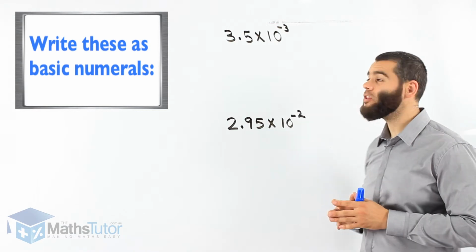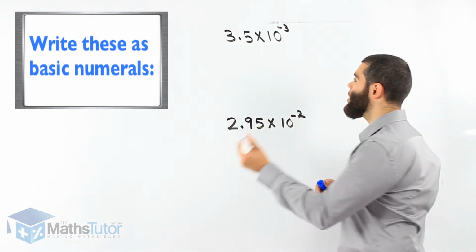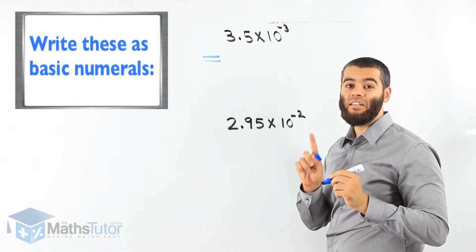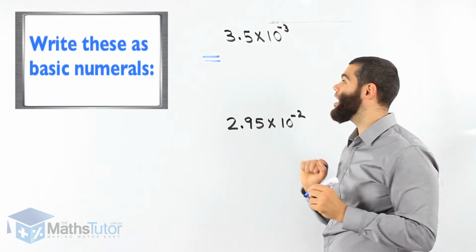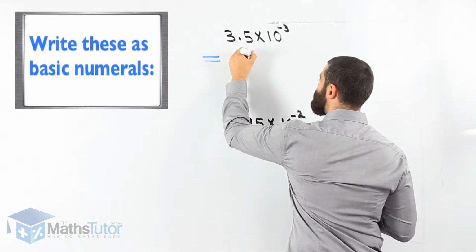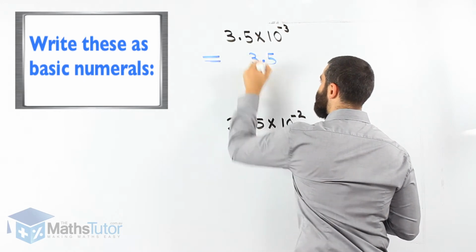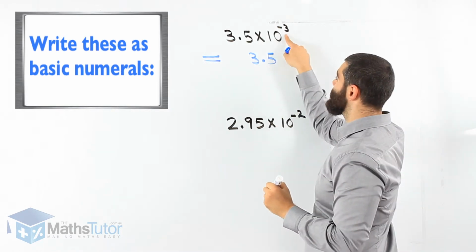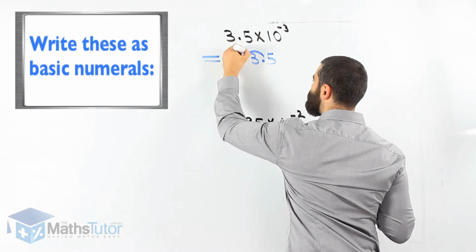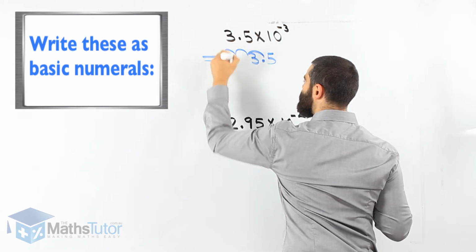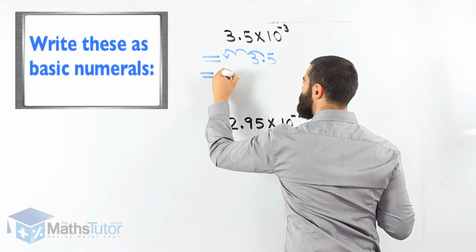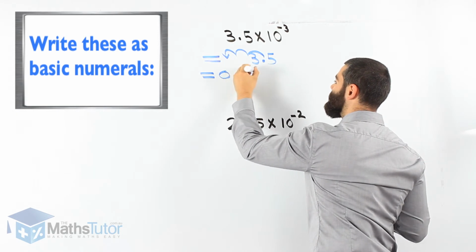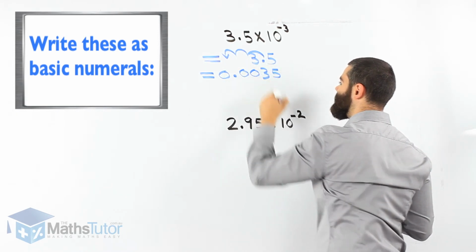3.5 times 10 to the power of negative 3. So how are we going to write that? Negative meaning we're going to go back the other way. Our 3.5 is there. And we're going to go back now to the left. How many times? 3 times. 1, 2, 3. 0 point. There's going to be a 0 there and another 0 there. And then the 3 and the 5.